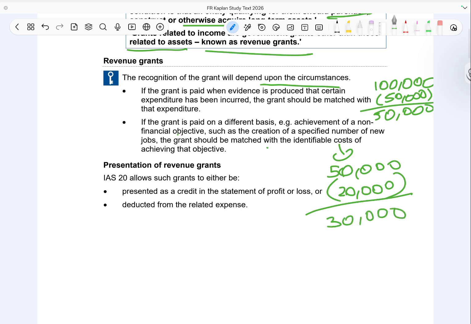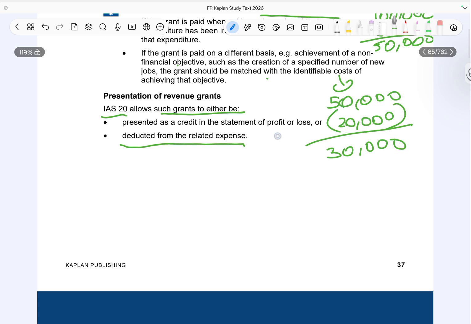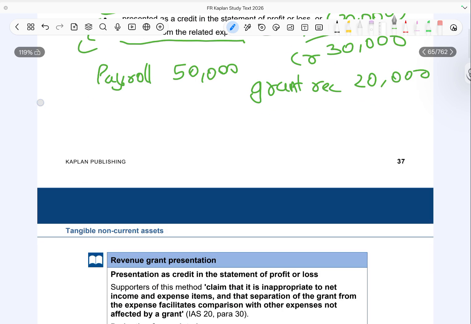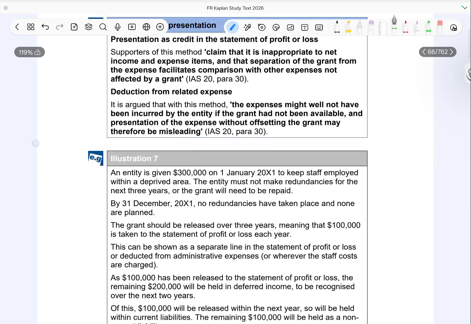Now, presentation of revenue grants. IAS 20 allows such grants to either be presented as a credit in the statement of profit or loss or deducted from the related expense. So you can deduct it from the related expense, or you can show payroll cost of 50,000 and on the credit side show the grant received of 20,000. So you can either do these two separate adjustments, or you can do one entry also. It is totally up to you.